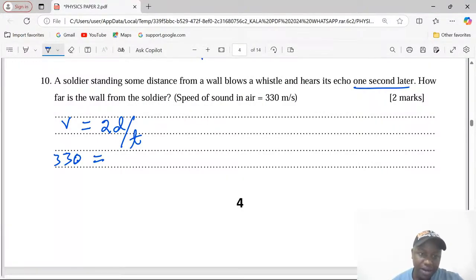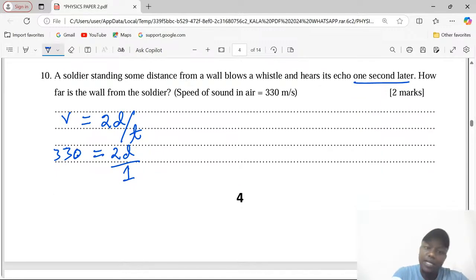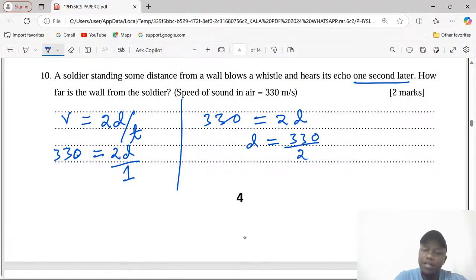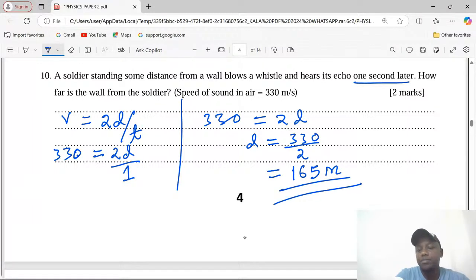The speed of 330 is given by twice the distance divided by the time taken. Remember, the time is just 1 second. So for us, 330 equals twice the distance. To remain with the distance, we take 330 and divide by 2. This will give us 165 meters. So the distance is 165 meters.